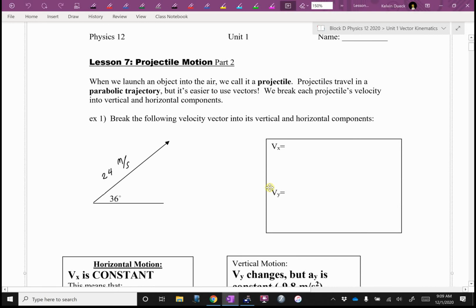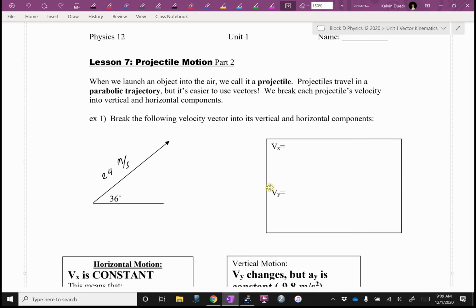We said when we launch an object into the air, we call it a projectile. Projectiles travel in a parabolic trajectory. It's one of the reasons you look at the parabola so much in your math classes, is it shows up in nature all over the place. We could analyze it, by the way, using your parabola stuff, but it's just way easier to break it into components.